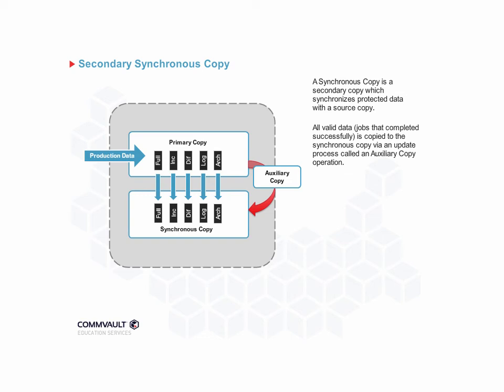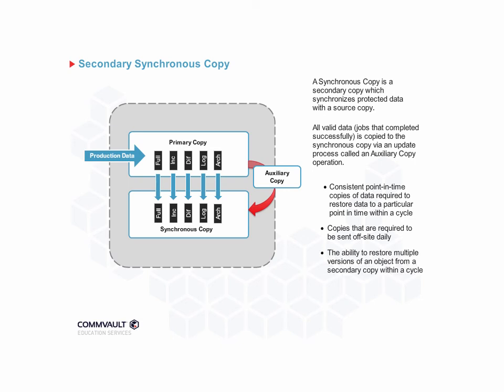Synchronous copies are used to meet the following requirements: consistent point-in-time copies of data required to restore data to a particular point in time within a cycle. Copies that are required to be sent off-site daily. The ability to restore multiple versions of an object from a secondary copy within a cycle.